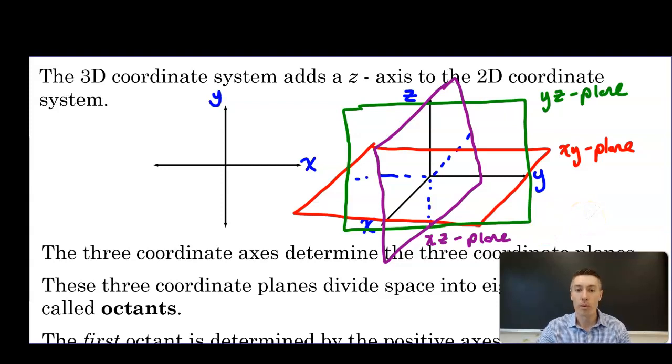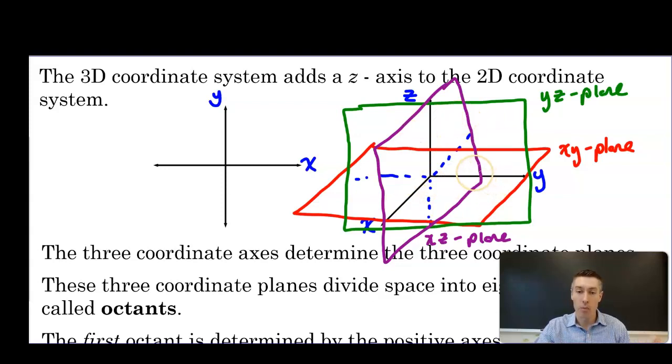Now, those 3 coordinate planes divide 3 space into 8 different sections. So we call them octants. In 2 space, we had quadrants, right? Quadrant 1, 2, 3, 4. So in 3 space, we'll have octants, and there'll be 8 of them. And the one we focus on the most is the first octant, which is where x, y, and z are all positive.